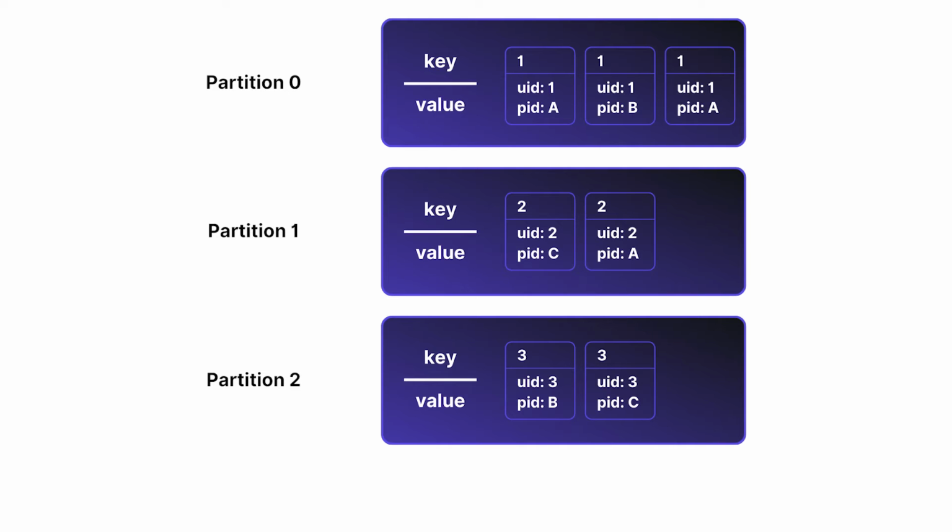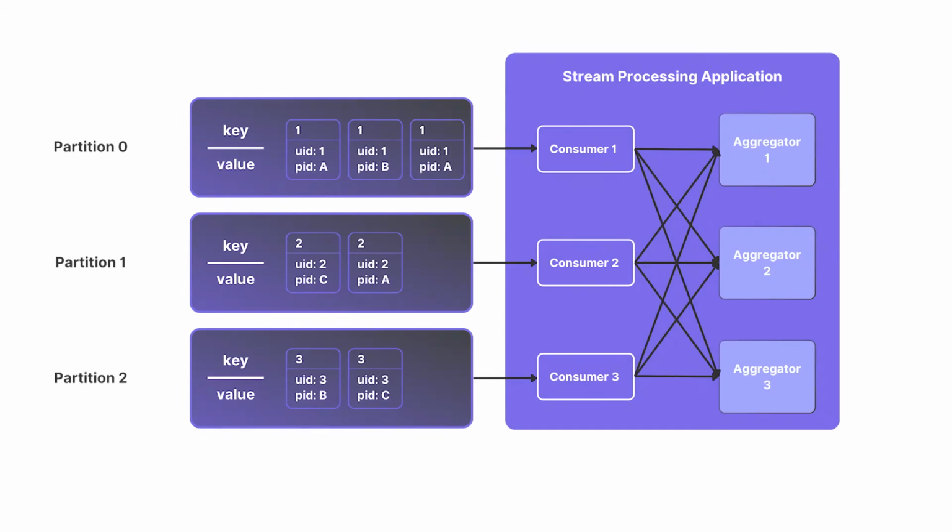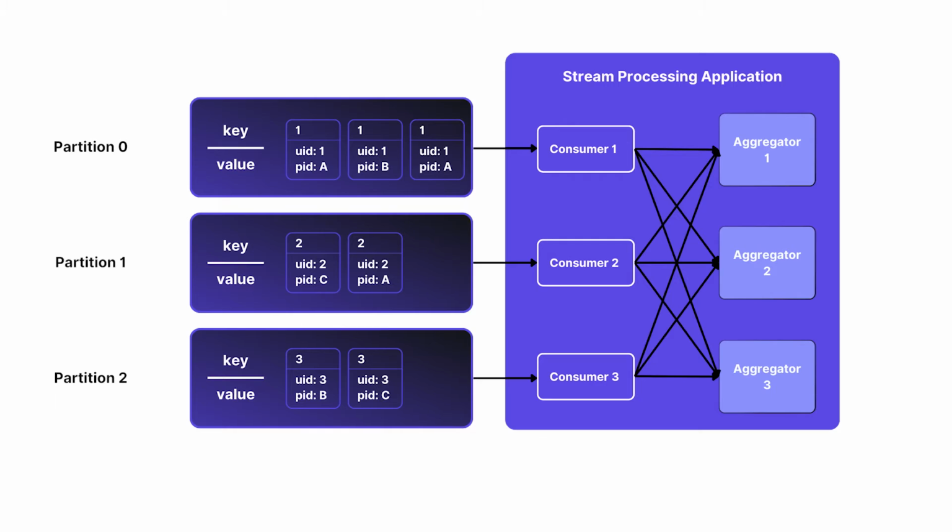In this diagram, notice that we are partitioning our data based on the value of the UID field, but let's consider that we have a downstream application that aggregates based on the value of the PID field. If we were to parallelize our stream processing job, it would look like this. Each consumer would read from a single partition of data, but it would then need to shuffle each record to the correct aggregator task. This is additional network and I/O operations, which can be expensive at scale.